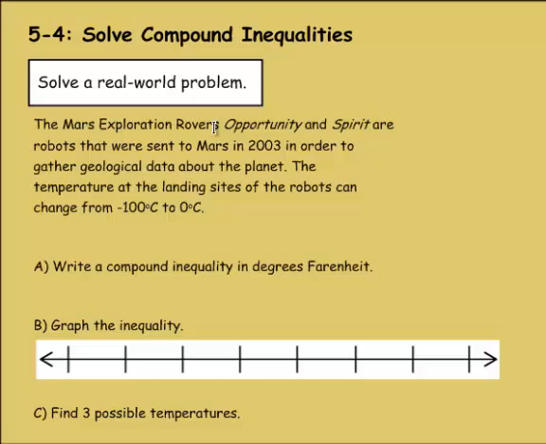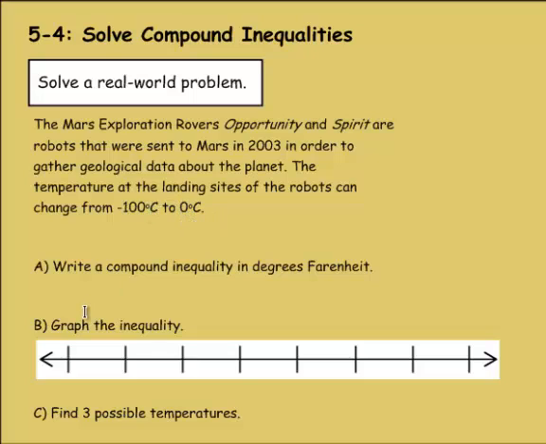So it says the Mars exploration rovers Opportunity and Spirit are robots that were sent to Mars in 2003 in order to gather geological data about the planet. The temperature at the landing sites of the robots can change from -100 degrees Celsius to 0 degrees Celsius. It says write a compound inequality in degrees Fahrenheit. That's different from Celsius. What kind of compound inequality would this be? Well, it needs to be greater than -100 degrees and less than 0 degrees Celsius. So that kind of gives it away.